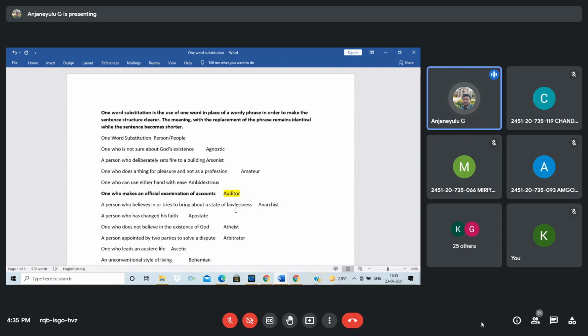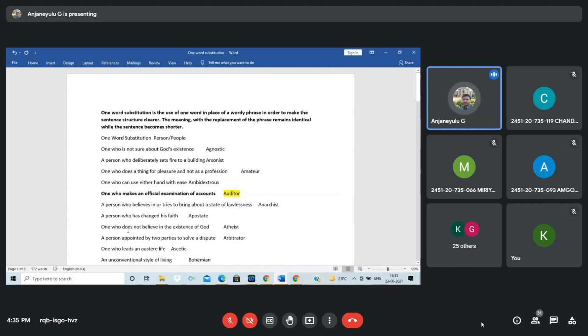One word gives a length of information. You should understand: a person or a teacher who evaluates the students' knowledge, we call an examiner. Like your external examiner. Who is your external examiner? You should know what is meant by examiner. Examiner is a one word substitute, right?